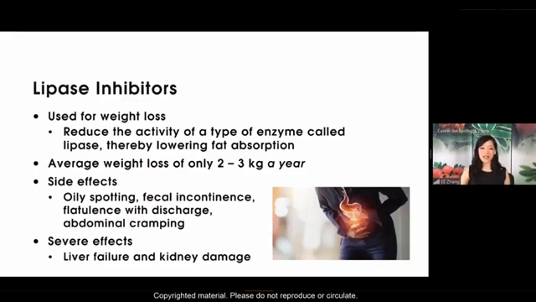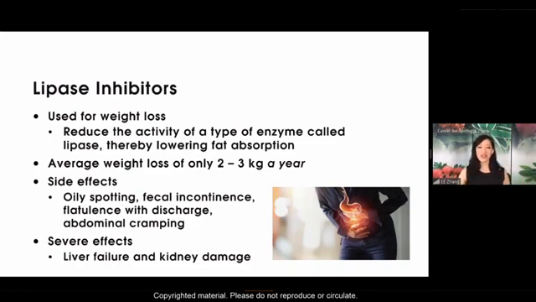Now, a lot of the methods that people use to lose weight don't exactly work very well. We all know that losing weight is really hard, so a lot of people might take shortcuts. They might start taking weight loss pills. And one of the most popular ones so far is something called a lipase inhibitor. How this works is that it reduces the activity of a type of enzyme called lipase. And lipase is the enzyme that helps break down fat.